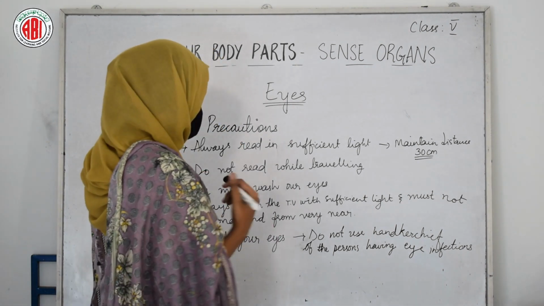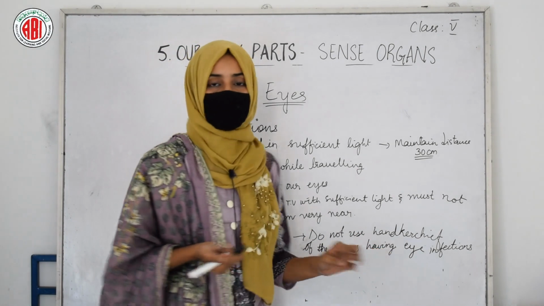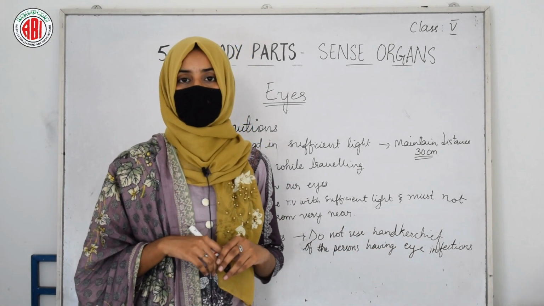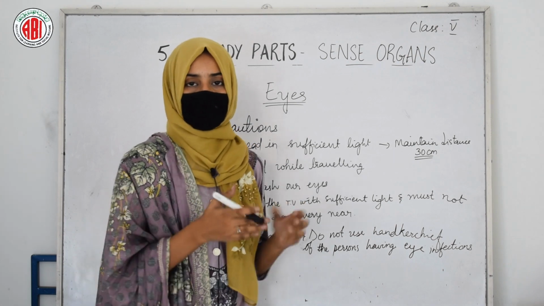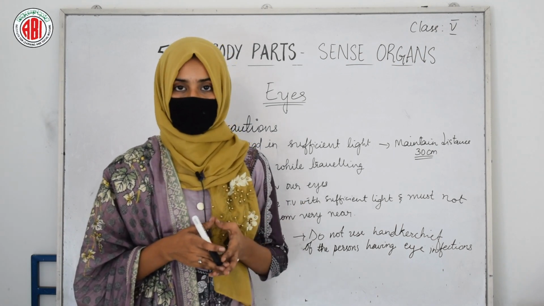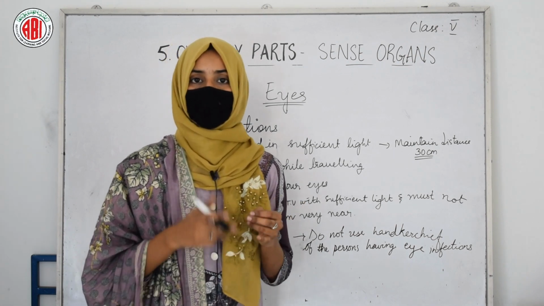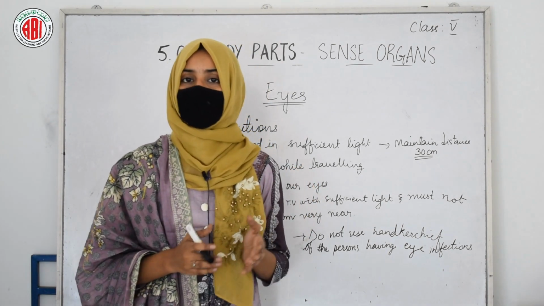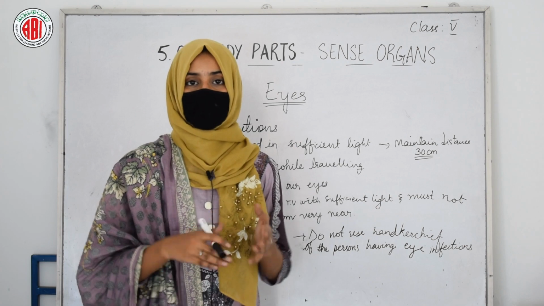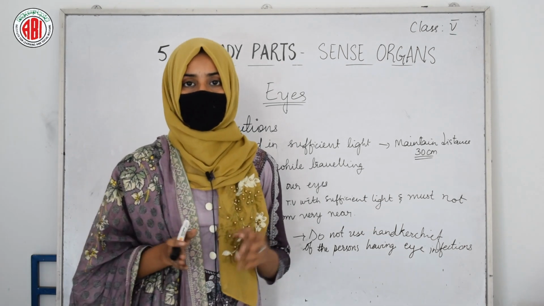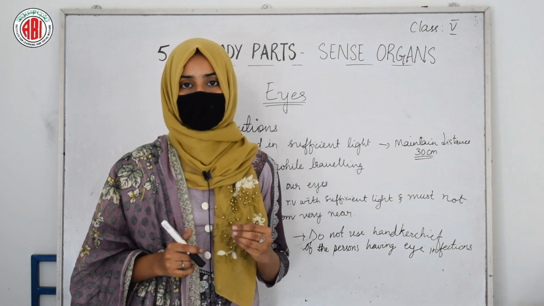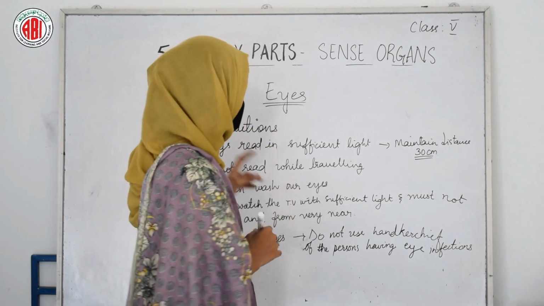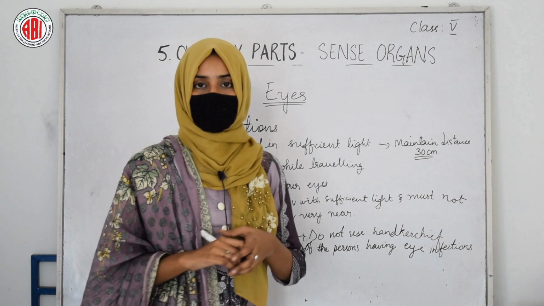And do not rub your eyes, and do not use handkerchiefs of the persons who are suffering from eye infections. If the person is suffering from an eye infection like conjunctivitis, then you should not use his towel or his handkerchief. That infection may spread to you also. So to prevent the spread of infection, you should avoid using the handkerchiefs of that infected person.